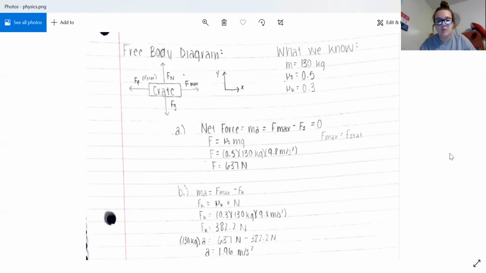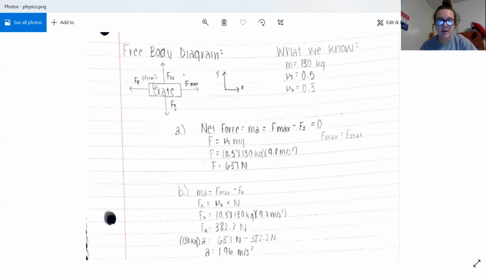So for this problem, the strategy that we can use is to just look at what we know first. So what we know is that our mass is 130 kilograms, and the static coefficient is 0.5, and the kinetic coefficient is 0.3. So then we can draw a free body diagram, which I have drawn here for you.